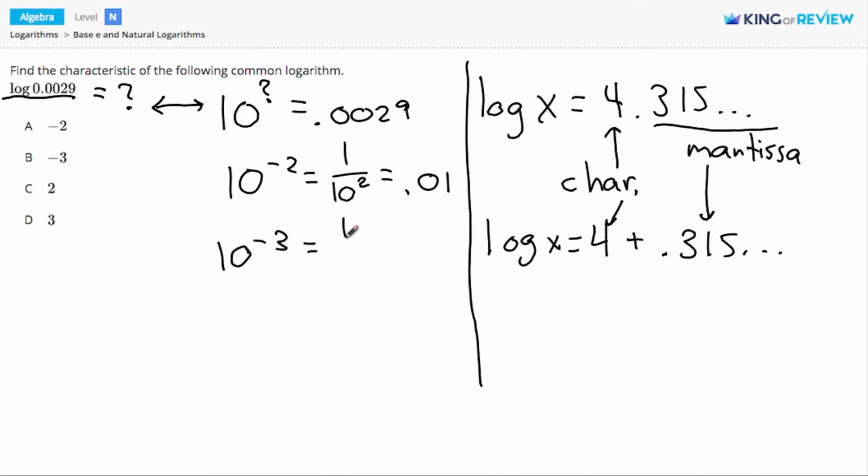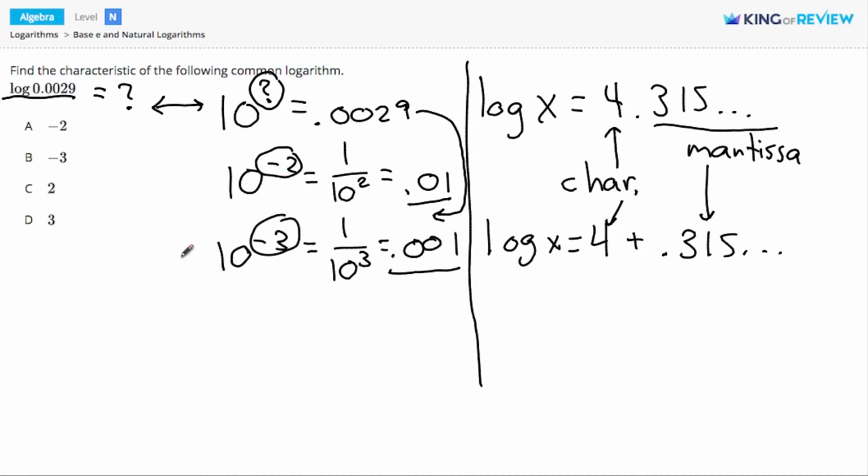That's 1 over 10 to the third. 1 over 1,000 is 0.001. Now 0.0029 is somewhere in the middle of these two numbers. It is bigger than 0.001, but it's smaller than 0.01. That means my exponent, the question mark that I'm trying to figure out in this log, is somewhere between negative 2 and negative 3. So I've just figured out that the log base 10 of 0.0029 is between negative 2 and negative 3, which means it's negative 2 point something, something, something.